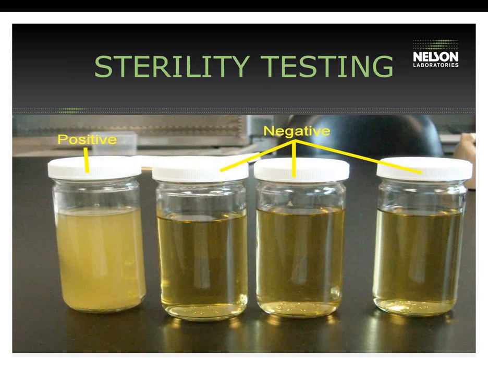This is a picture of samples that have been processed with sterility testing and have been incubated for 7 days, and you can see visually if you have a positive growth. It's very easy to distinguish between negative and positive growth. So this is an example of that.